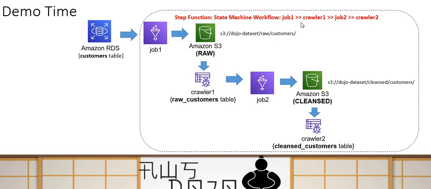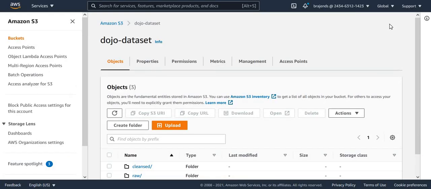When my job 1 finishes, my crawler 1 will start. When my crawler 1 finishes, my job 2 will start. When my job 2 finishes, my crawler 2 will start. But when I run crawler 2, I'm not going to wait for it to finish, because crawler 2 is the last step. It can finish on its own whenever it wants. So let's move on and see how to build this pipeline.